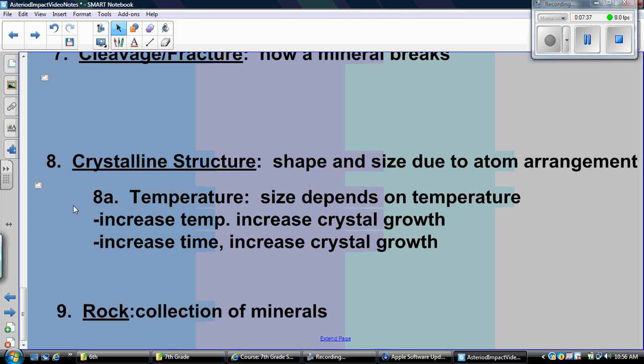That's why when we dig down deep in the Earth's crust, we find larger crystals, because they're under immense temperature down beneath the Earth's crust. Crystals can grow bigger. And that's why we have to mine for diamonds, because we want to get down as deep in the crust as we can, where there's a higher temperature. It makes bigger diamonds. Also, if you increase the time, it'll increase the crystal growth. So if crystals have a longer time to grow, they're going to get bigger.